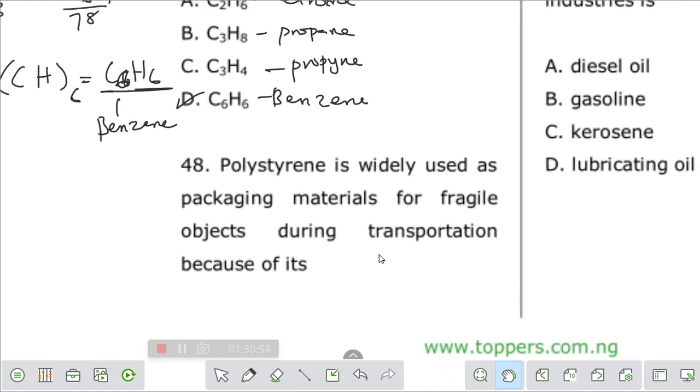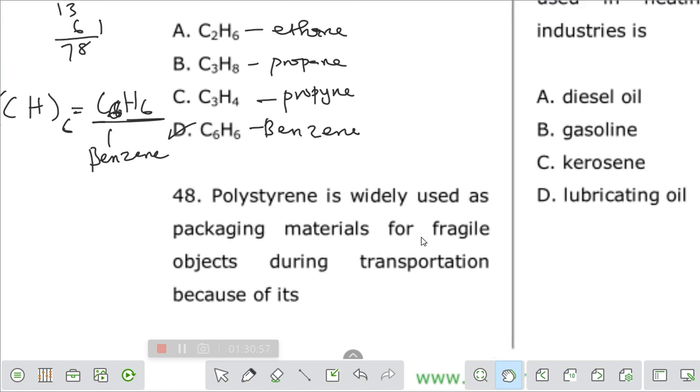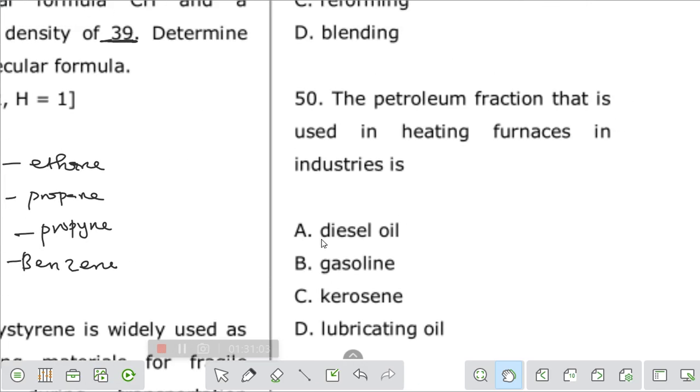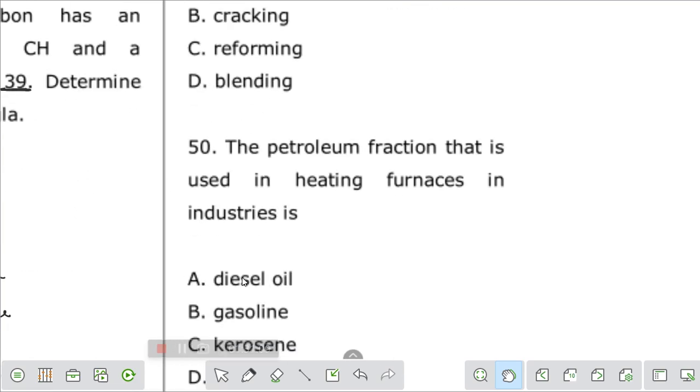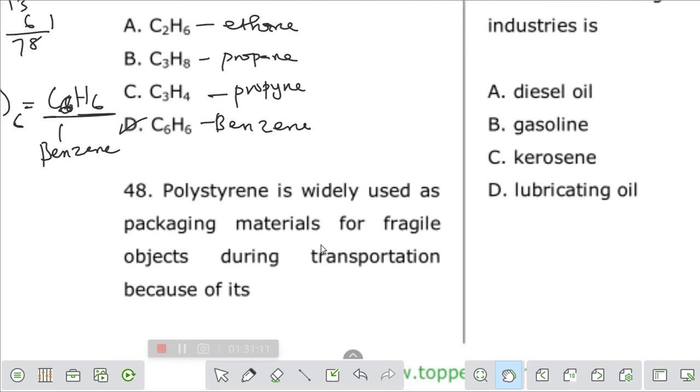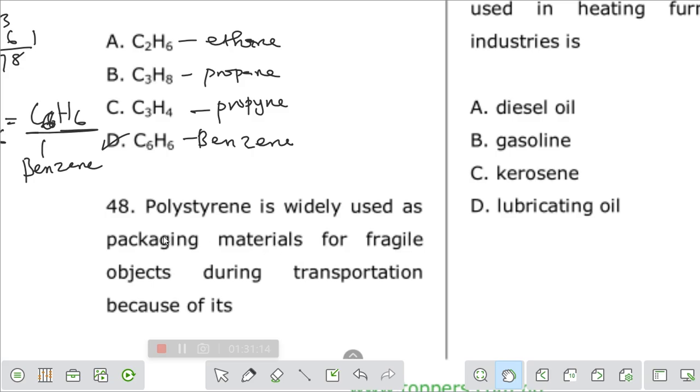Polystyrene is widely used as a packaging material for fragile objects during transportation because of it. So what's the answer? Polystyrene. So why is it that we use polystyrene for packaging materials for fragile objects during transportation? So why is it that we use it? I'm waiting for your answer.